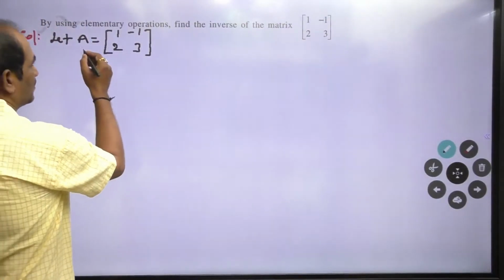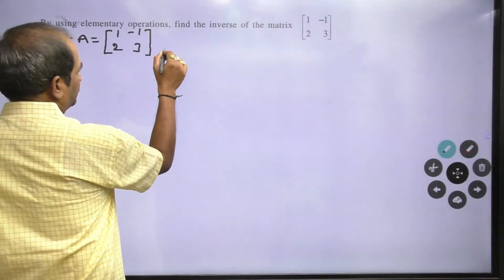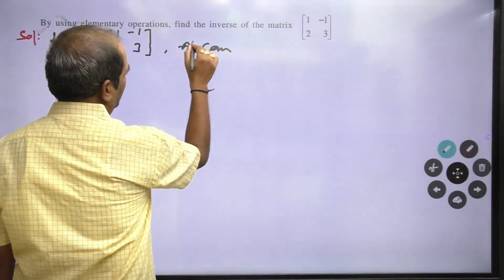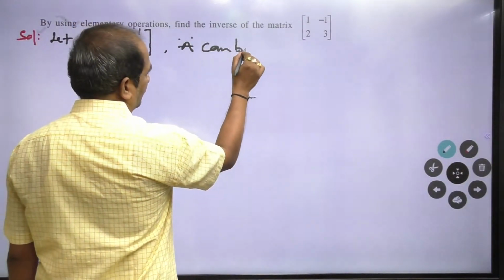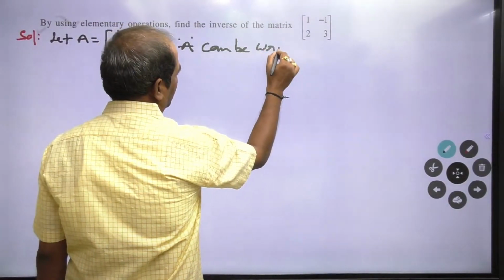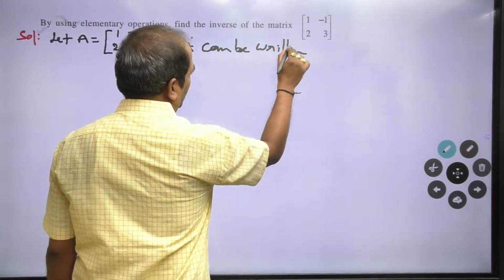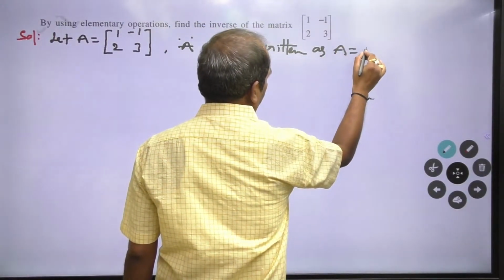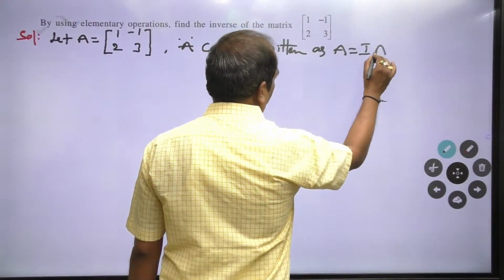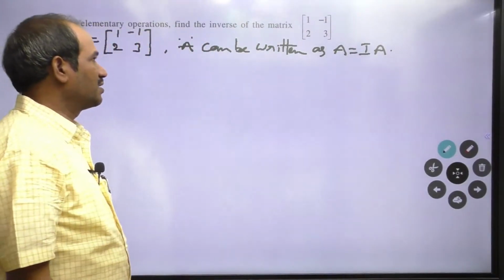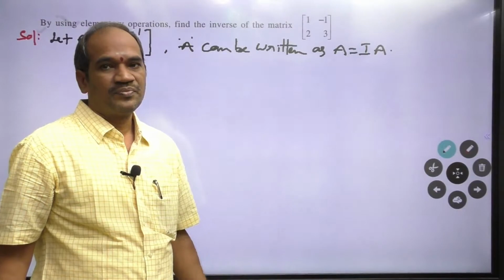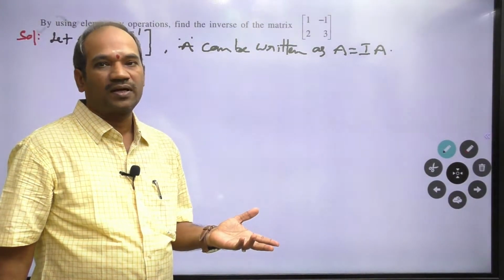A can be written as A is equal to I into A. That is the first step. Next, apply a sequence of row operations.